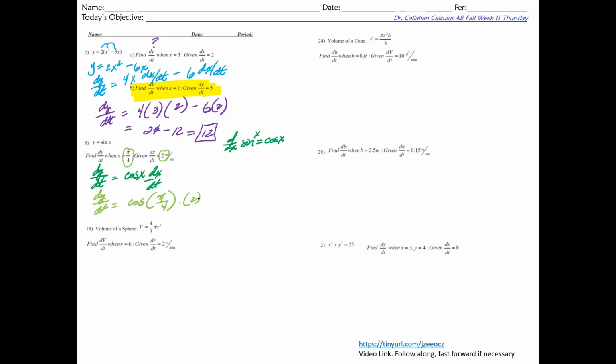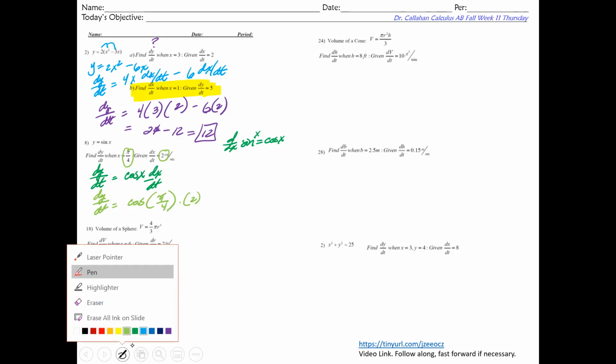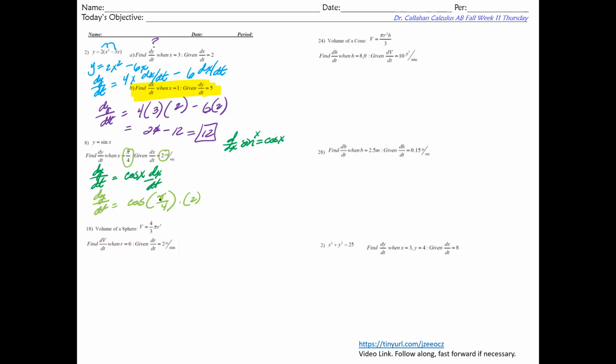Then if I simplify that, thinking about the unit circle, where is cosine pi over 4? Right here. I hope you realize that dy over dt is going to equal cosine pi over 4, which is square root 2 over 2, times 2, which is just going to give you a 2 and 2 cancels, square root 2. And that's your dy over dt.